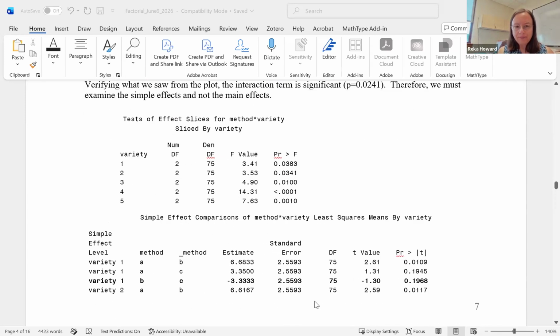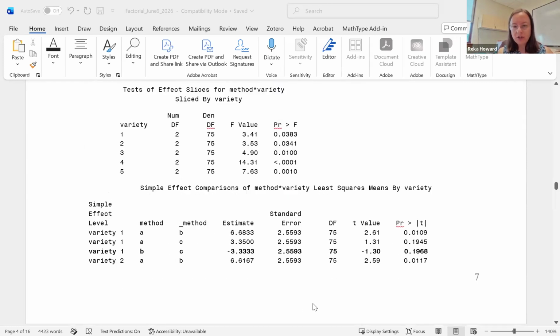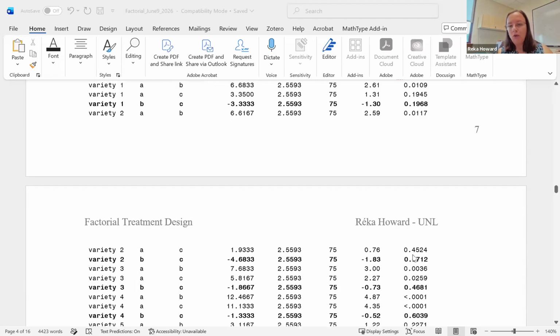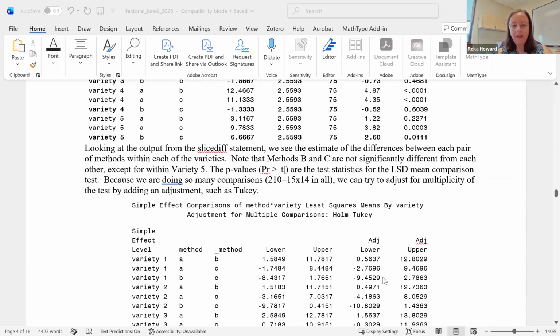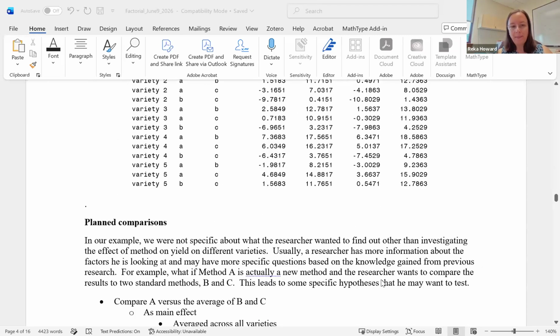I will be skipping some parts here just to make sure that we get to all of the examples. So I will point out that the output is comparing the different methods at certain varieties, and then you can take a look what's significant and what's not significant. So I am skipping these things because of time.